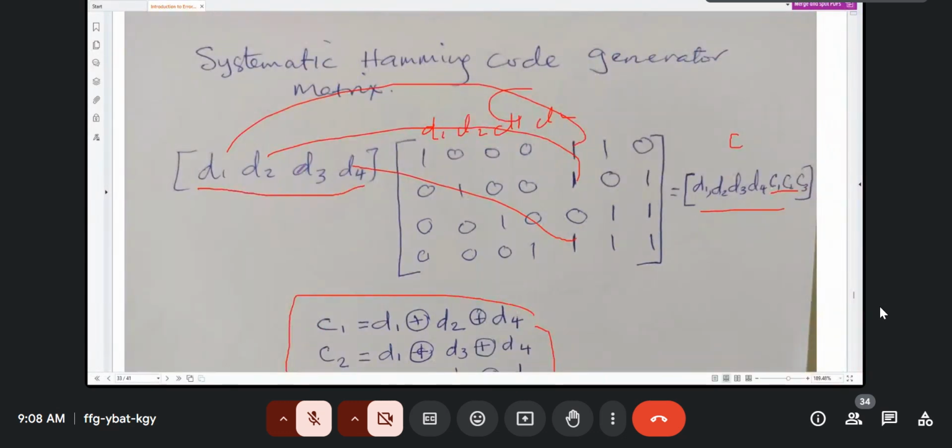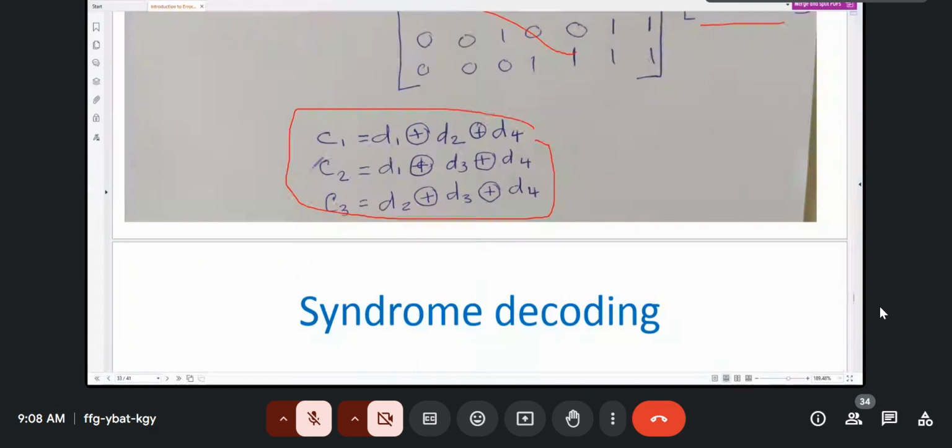a message and then you're supposed to find the code word, you don't have to do a lot with this particular one. If this is your matrix, all you have to do is this math.